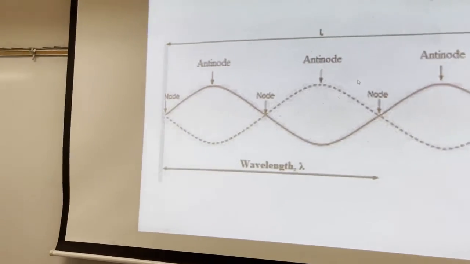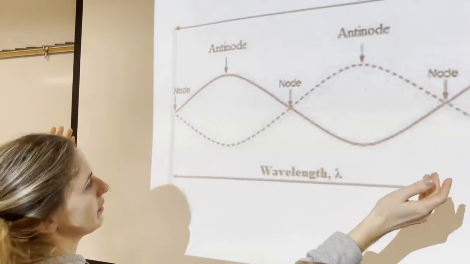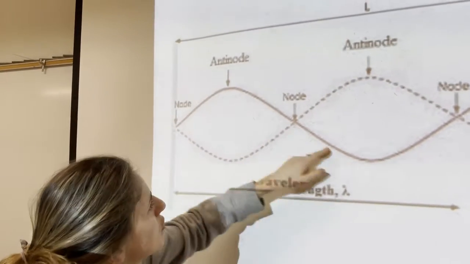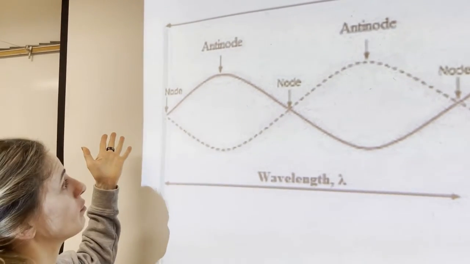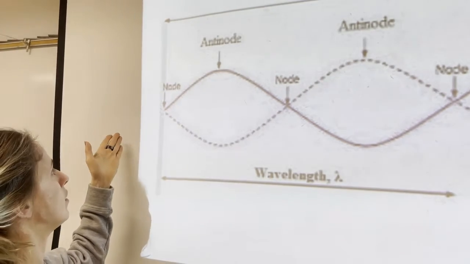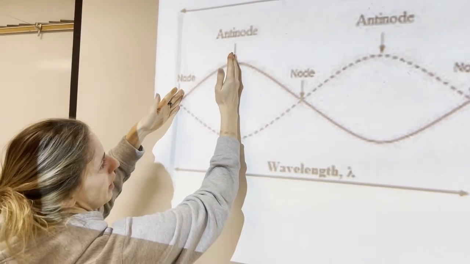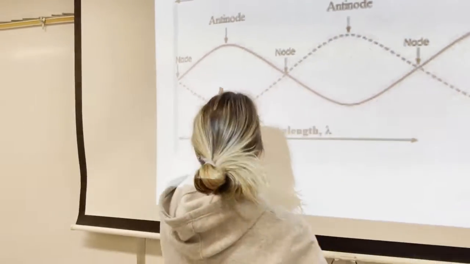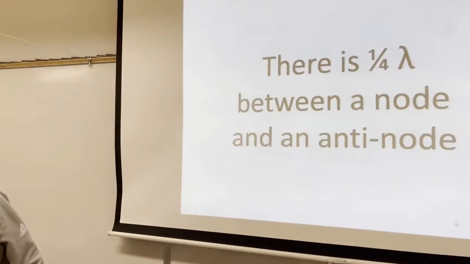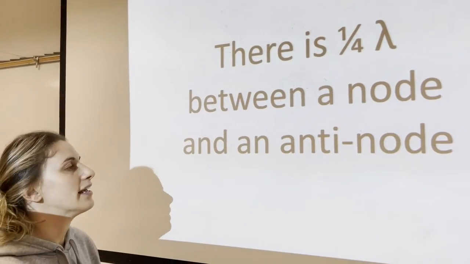And what are those parts? So this is a standing wave here, and this is one wavelength. And what part would be inside of our closed pipe resonator? Well, a node to an antinode. And how much of the wavelength is that? 1, 2, 3, 4. A fourth of it. There is a quarter of a wavelength between a node and an antinode.